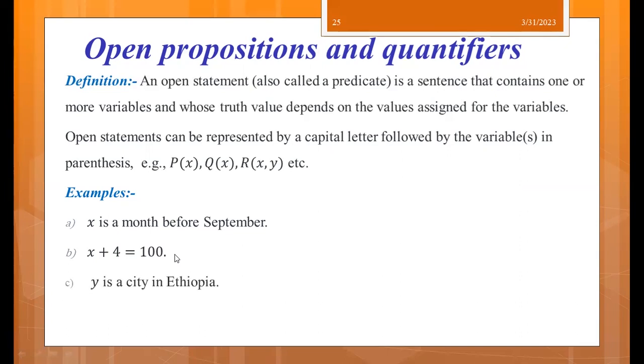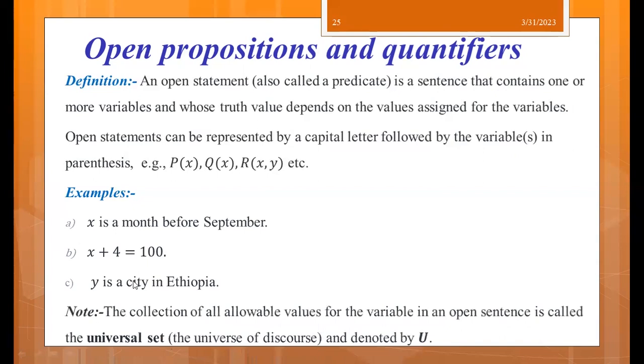The last example is "y is in Ethiopia." The possible values for this are the set of cities. If the city that replaces y is in Ethiopia, it becomes true. But if it is outside of Ethiopia, it becomes false. Anyway, these are examples of open propositions.